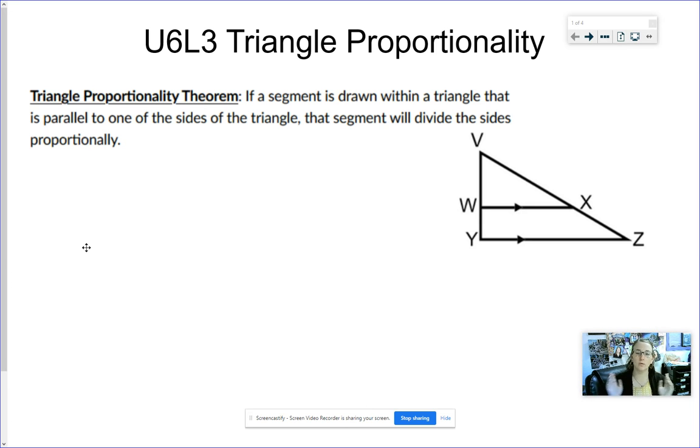Okay, this should be a real quick one. We just have one concept and a couple different problems we're going to practice. We're going to come together and go through a few together because there are some different things we have to look at here with talking about triangle proportionality.